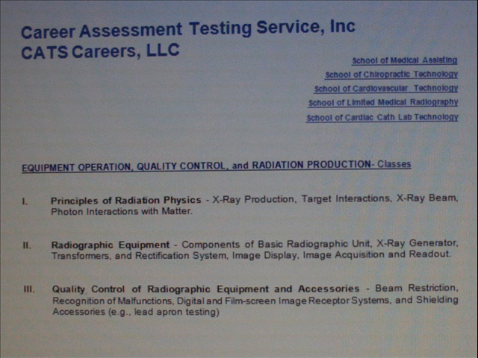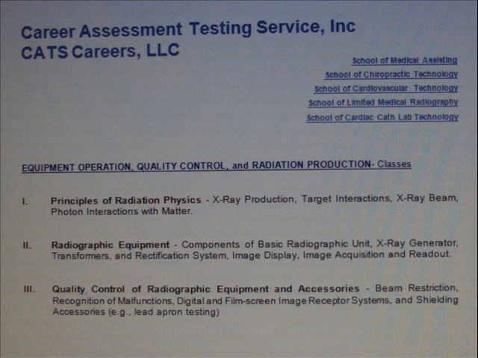Equipment operation, quality control, and radiation production. You will see that a lot of these categories are duplicated. We wanted to make sure that we covered all of the information in detail. Principles of radiation physics. X-ray production. We want to make sure you understand where the X-ray production is coming from.